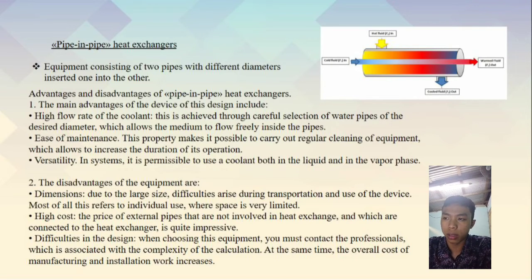The second is the disadvantages of the equipment. First, dimensions. Due to the large size, difficulties arise during transportation and use of the device. Most of all, this refers to places where space is very limited. A second is high cost. The price of exchanger pipes that are not involved in heat exchange and which are connected to the heat exchanger is high.